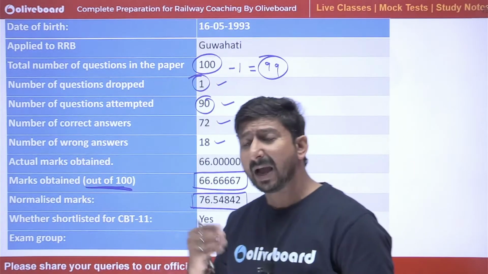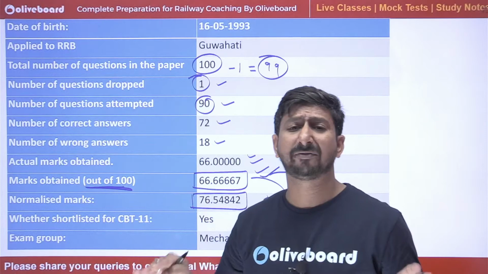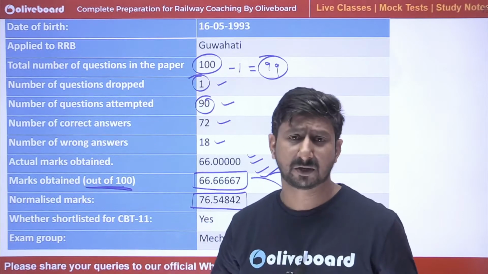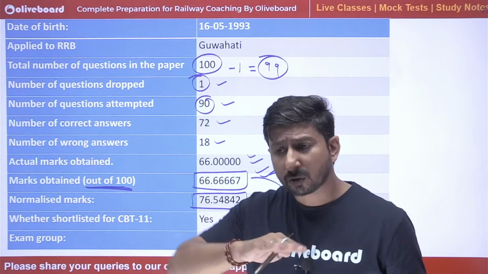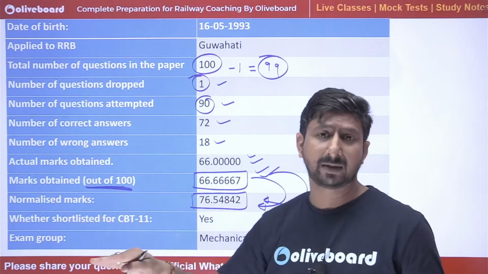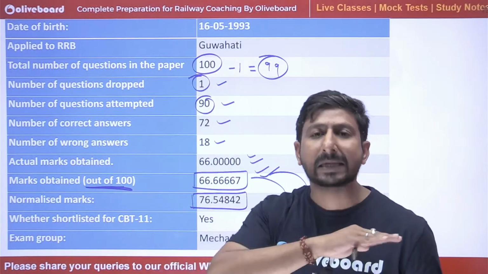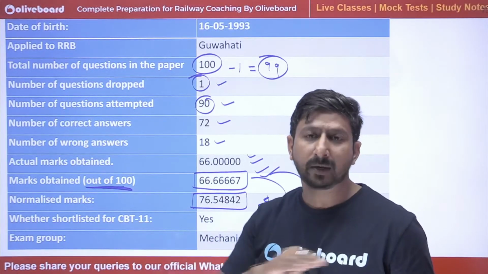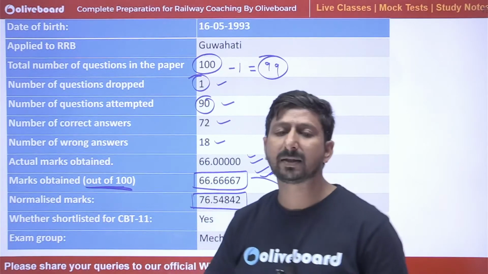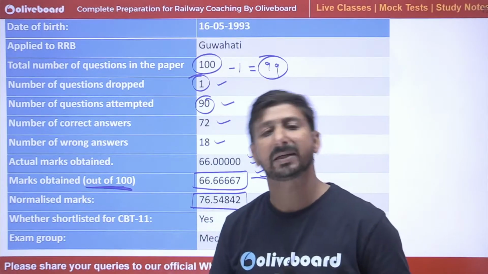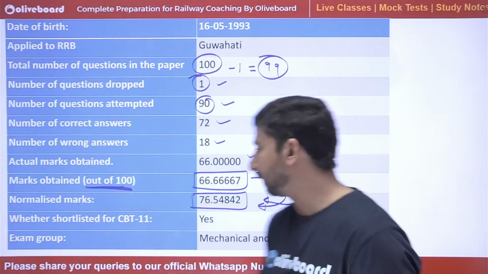Because we have different levels of paper in the different shifts. Getting now? So to make this thing normal, so that everyone is treated equally, that's why the normalized or merit index marks is calculated. I hope you all are getting this.